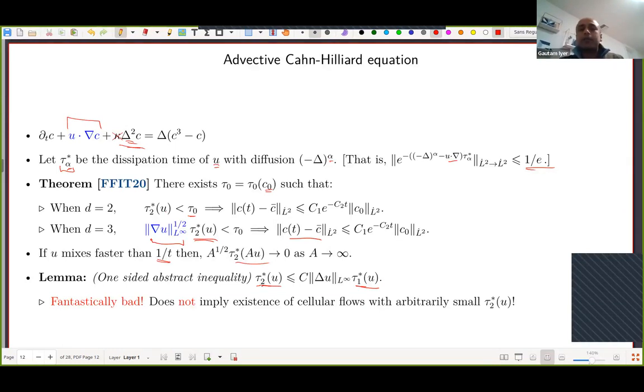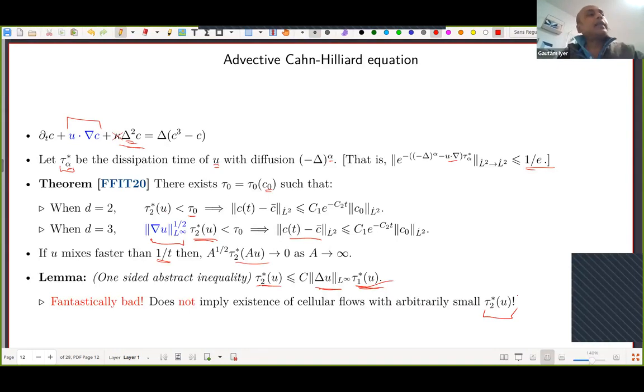So the dissipation time with the bi-Laplacian is bounded by the dissipation time with the standard Laplacian times the C2 norm of the advecting velocity field. Now it looks like you've won here, right? It looks like you've got the estimate you wanted, but this estimate is fantastically bad. If I even plug it into what we had for cellular flows, it doesn't guarantee that you get cellular flows with arbitrarily small dissipation time with the bi-Laplacian. So even something simple like this, I don't know how to do, right?